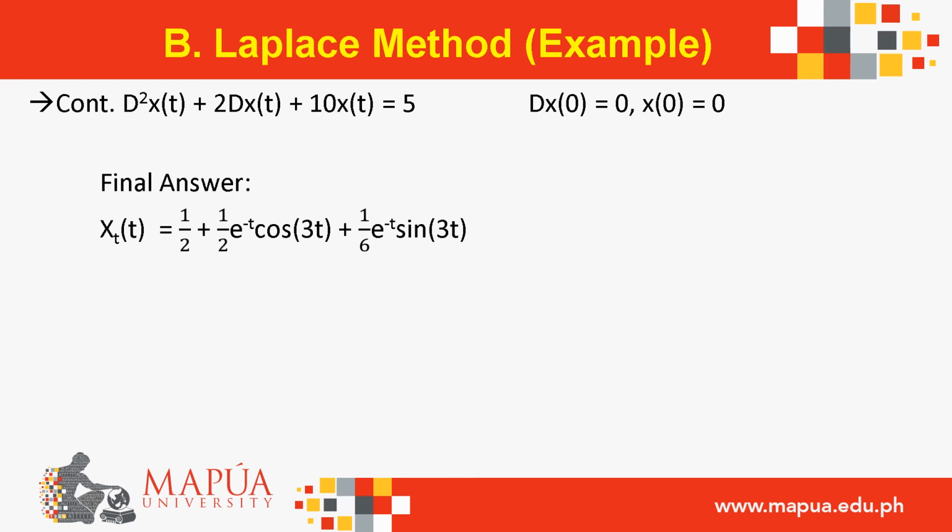X of t is equal to 1/2 plus 1/2 e raised to negative t cosine 3t plus 1 over 6 e raised to negative t sine 3t. After these examples, we will now proceed to solving case problems involving solutions of differential equations.